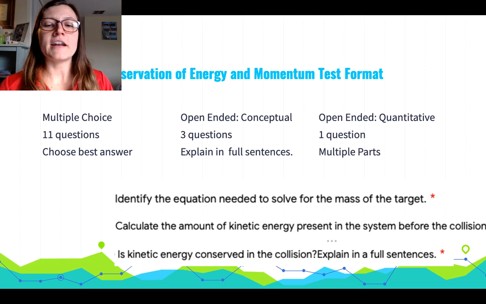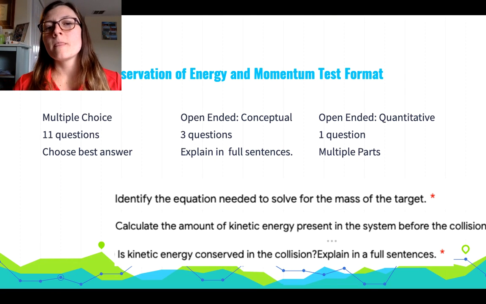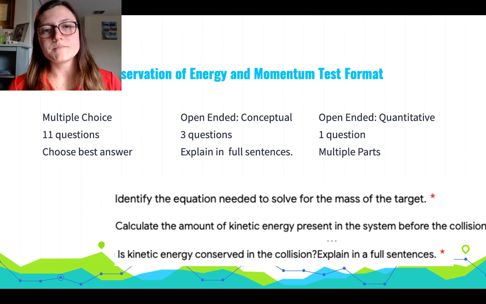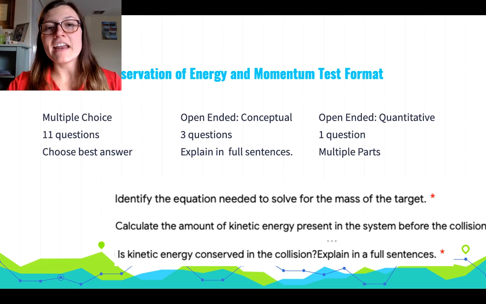Next, calculate the amount of kinetic energy present in the system before; you would type in blank joules. Next question would be calculate the amount of kinetic energy after in the system. You would type in blank joules. Then you would answer, based on those two previous answers, if kinetic energy is conserved in the collision. So that one open-ended will have multiple parts from A to G, all the way from identifying the givens to identifying the equation to giving me what your answer is.